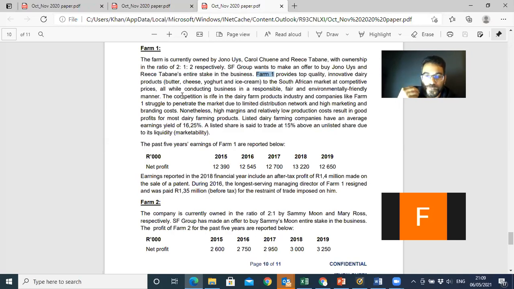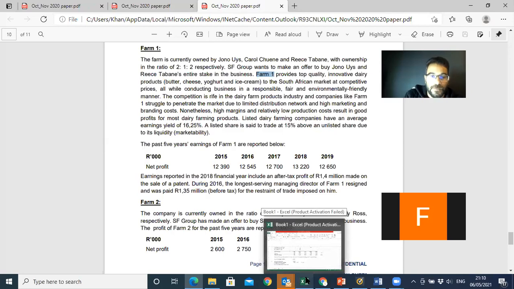Top quality innovative products is not necessarily general within the entire industry. It is specific to Farm 1. Environmentally friendly business conduct is specific to Farm 1. But the competition is general. It is applicable to all. So we don't adjust for competition. Then they say companies like Farm 1 struggle to penetrate the market due to limited distribution network and high marketing and branding costs. So that is specific to Farm 1.